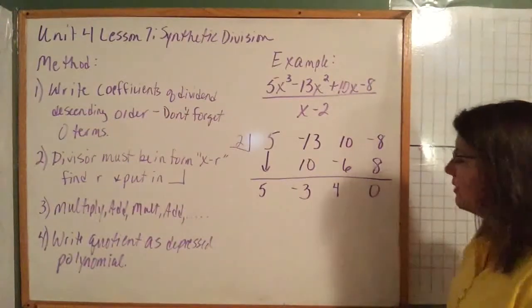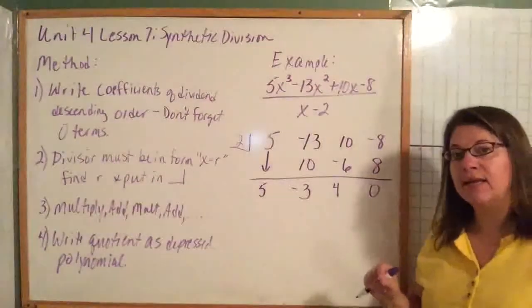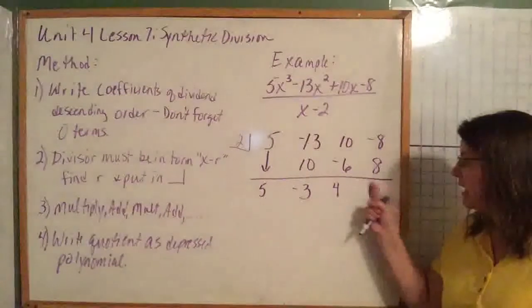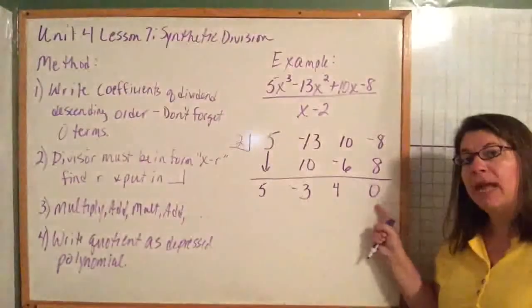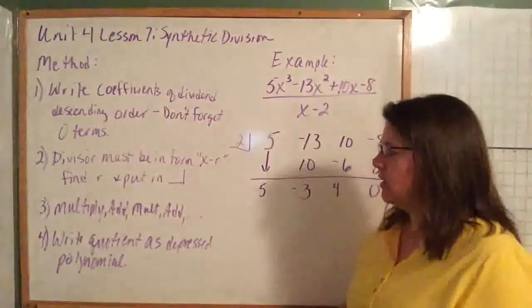That gives me 0. Now, if you get 0 at the end, what that means is this polynomial has no remainder. Whatever you get here is going to be the remainder of that division problem. So then the next thing we need to do is look at number 4.